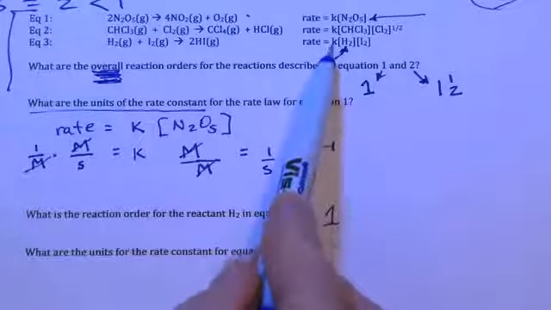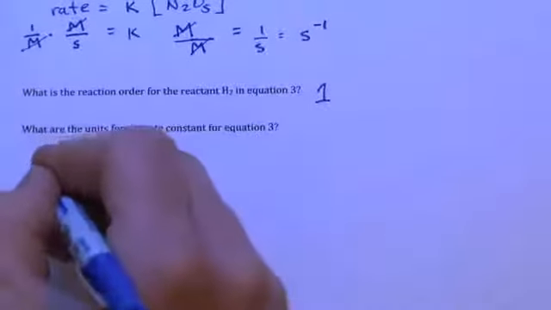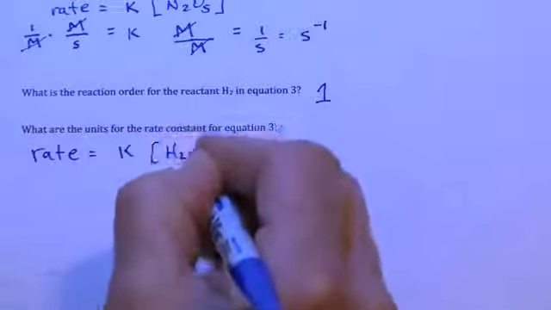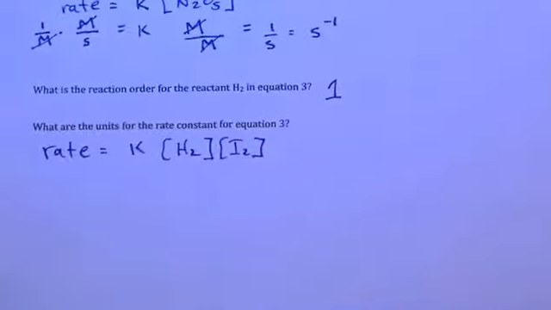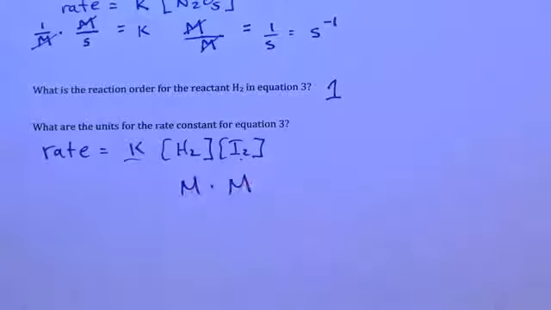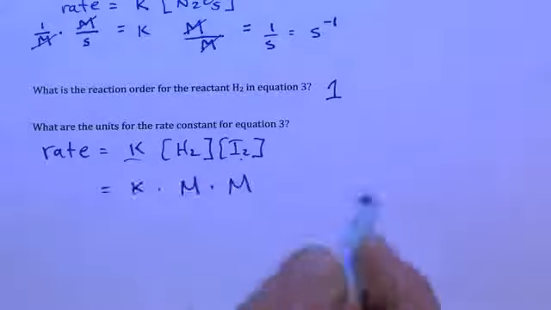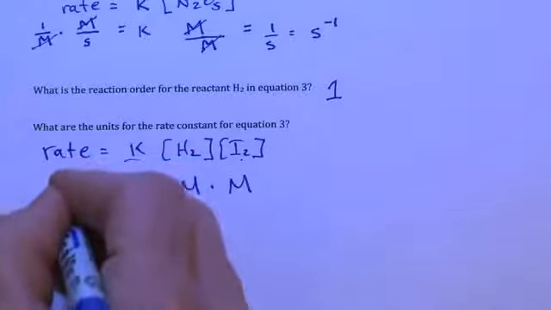And lastly, what are the units for the rate constant in equation 3? The rate constant right here is K, and so we need to solve for that. We've got an expression that says rate is equal to some constant K times H2 times I2. And we're going to solve for K. But let's put some units in. We know that these are both measured in molarity. So it's molarity times molarity times some constant K that we don't know the units for yet. And rate, of course, is measured in concentration per unit time.